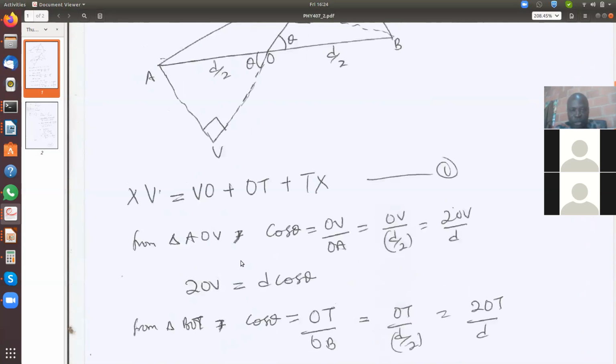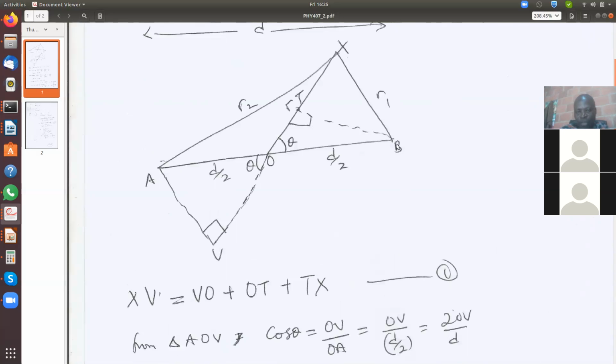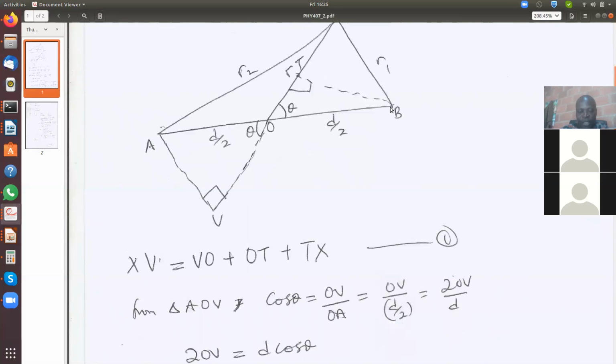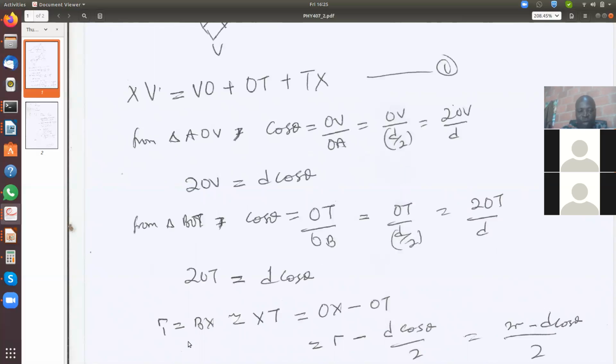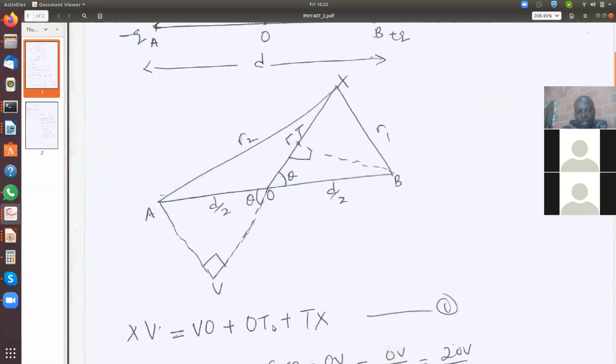So if you now come back to the picture, from X to B, which is R1, we can say that R1 is equal to BS, which is approximately XT. Because the distance from this place to this place is the same as this, because it forms a kind of isosceles triangle. So the two sides are equal.